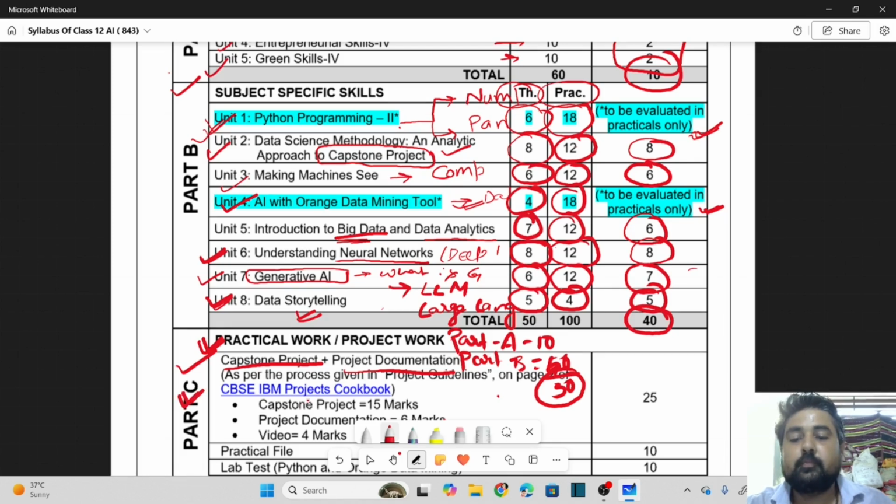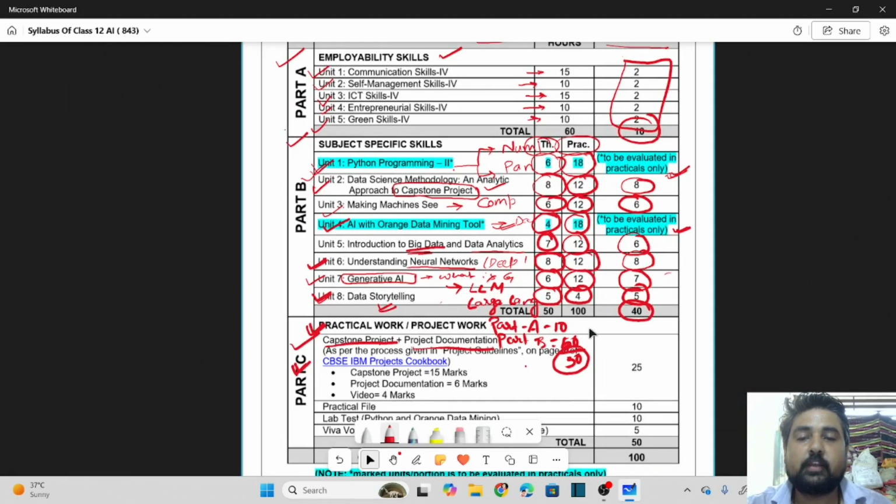Session number 3. Okay, so this is the syllabus of AI for class 12.